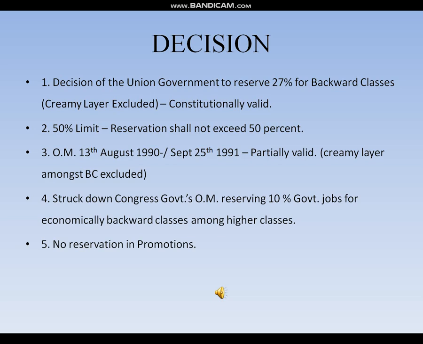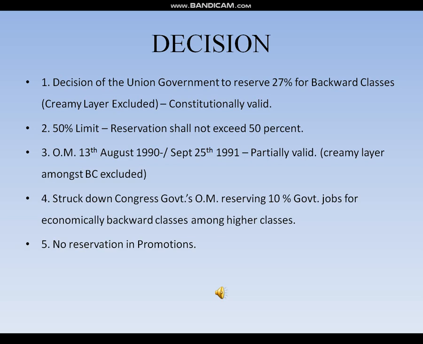Second, a limit has been prescribed on the reservation. This is something which was reflected in the issue as well, that a 50% limit has been given, so such reservation shall not exceed 50%. Next, the two office memoranda issued, of 1990 and 1991, were held partially valid.